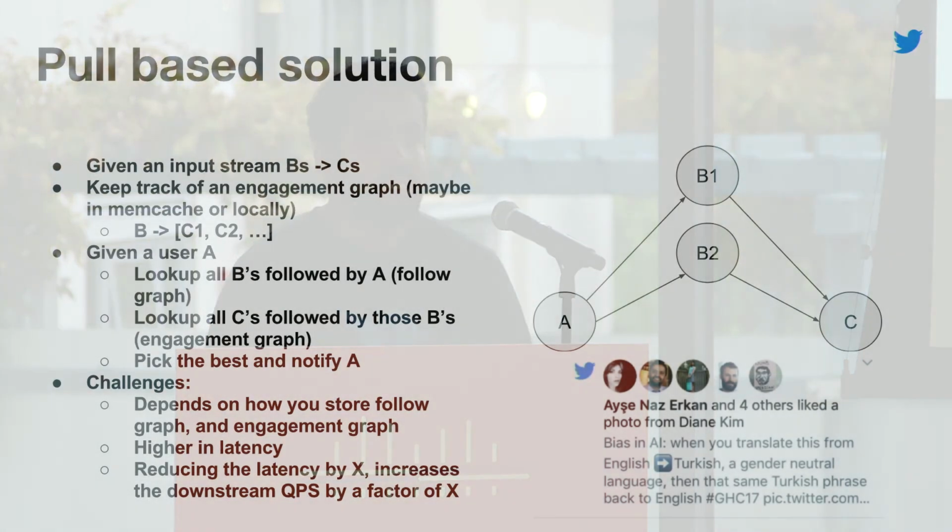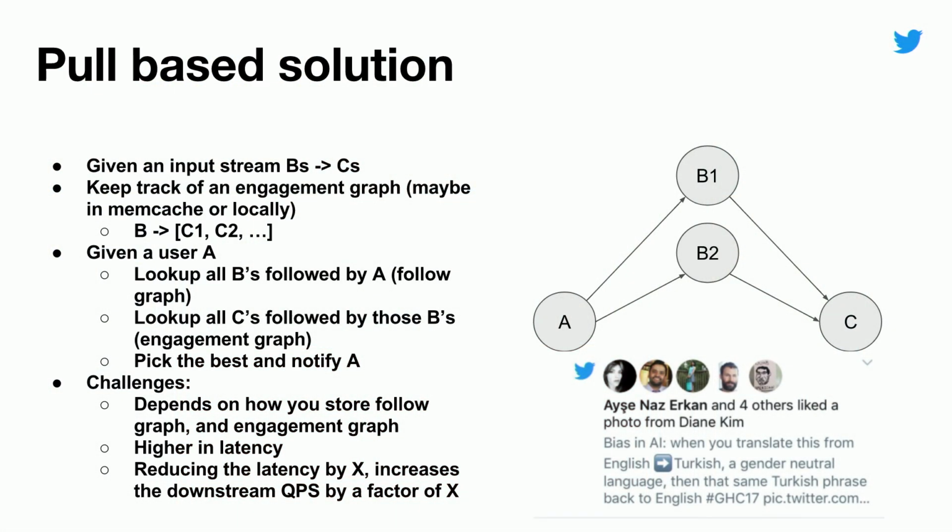And other challenges are how do you store these graphs. So the recommendation on the bottom is an important one to keep in mind. This is a push notification that was sent to a user. You see that it follows that pattern of A engaged with B, which A follows B1 and B2, which engage with C. So this user follows Nas, a few other users who liked this photo. That's the kind of notification that we're trying to generate.